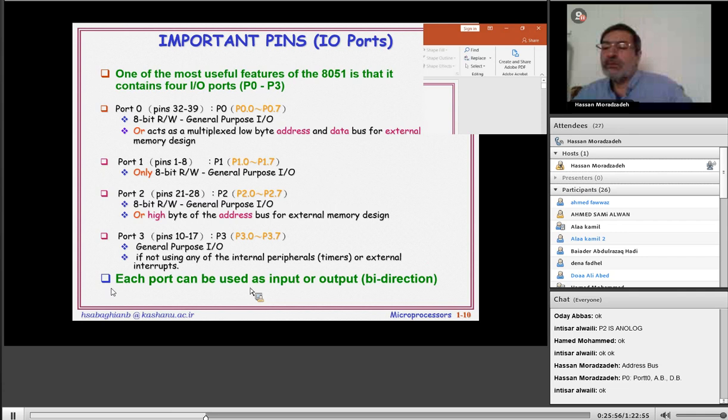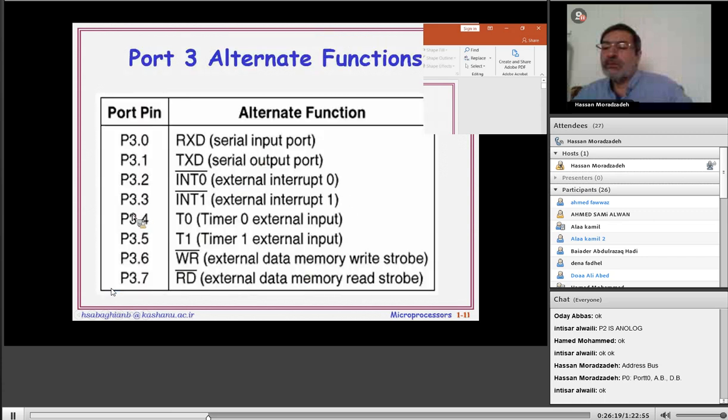Go to the next slide. And these are some other tasks of port 3: receive data, transmit data, interrupt 0, interrupt 1, timer 0 external input, timer 1 external input, read bar, write bar, okay. External data memory write strobe or write enable, external data memory read strobe or read enable.